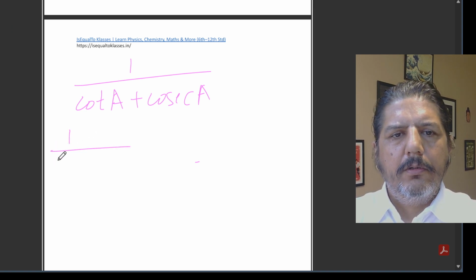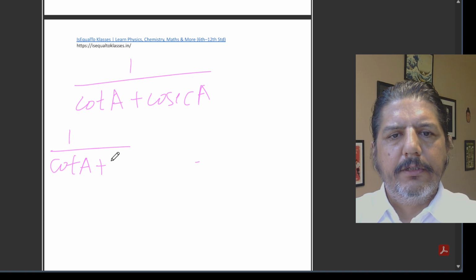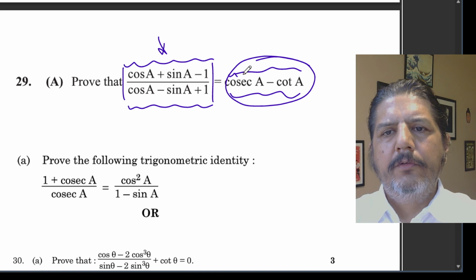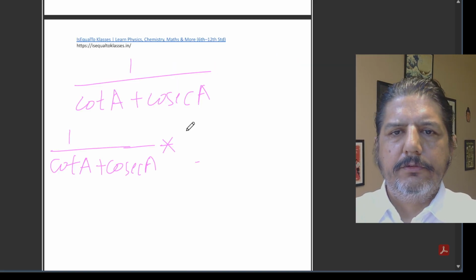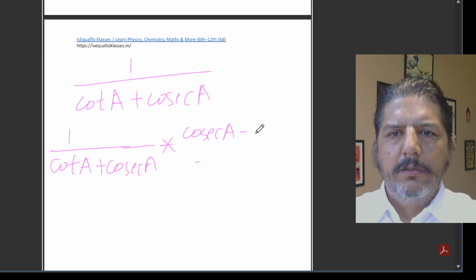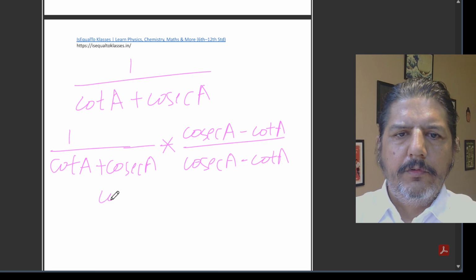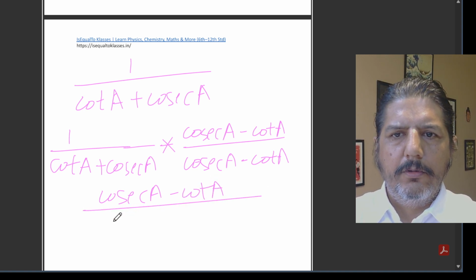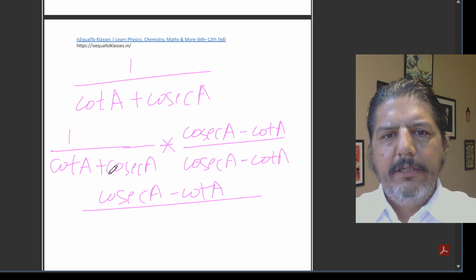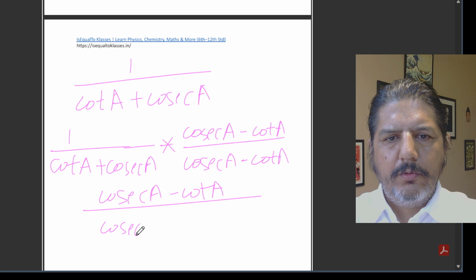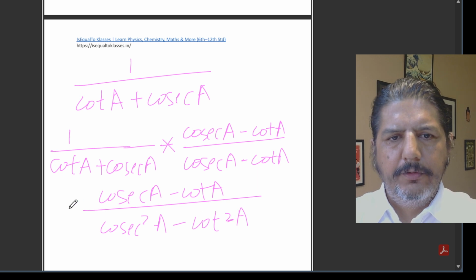So 1 upon cot A plus cosec A multiplied by, see, this is cosec A minus cot A. So I'll write it as cosec A minus cot A on cosec A minus cot A. So this will be cosec A minus cot A whole upon, this is A minus B into A plus B, so this will be equal to cosecant square A minus cot square A. Hope this is making sense.